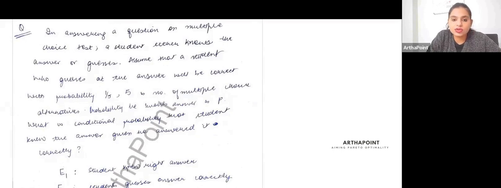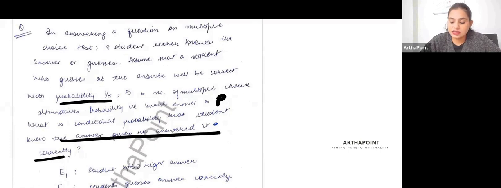In answering a question on a multiple choice test, a student either knows the answer or he guesses. Assume that a student who guesses the answer will be correct with probability 1/5, where 5 is the number of multiple choice alternatives. The probability he knows the answer is P. What is the conditional probability that the student knew the answer given he answered correctly?